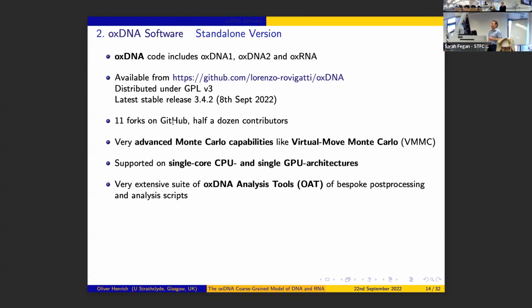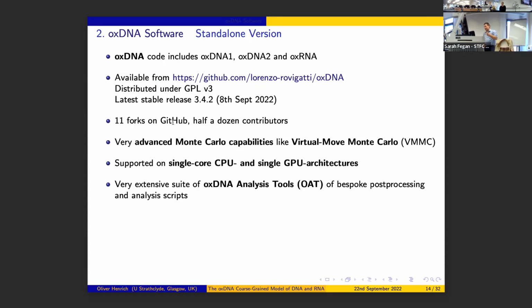So you need to come up with something different, and this is called virtual move Monte Carlo. The idea is that you move whole clusters. Through moving whole clusters, you have more movement, and when a cluster moves, the energy doesn't shoot up in the same way. So you get more acceptance compared to the standard Metropolis algorithm. And this is really a key feature of the standalone code that you don't have in LAMMPS.